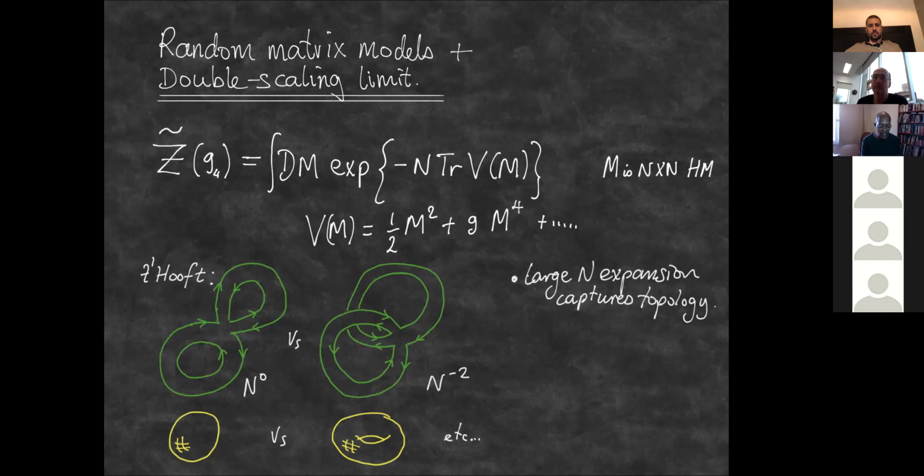And what 't Hooft taught us was that the large N diagrammatics is a nice way of capturing topology. So if I were to draw the quartic vertex and connect them up with the propagators that we get, we can do this in various ways, count the powers of N that come from the Feynman diagrams of this expansion, and you find that at leading order, you can draw things on the sphere, N to the minus two things can be drawn on the torus, and so on and so forth. So that's a nice way of counting topology.